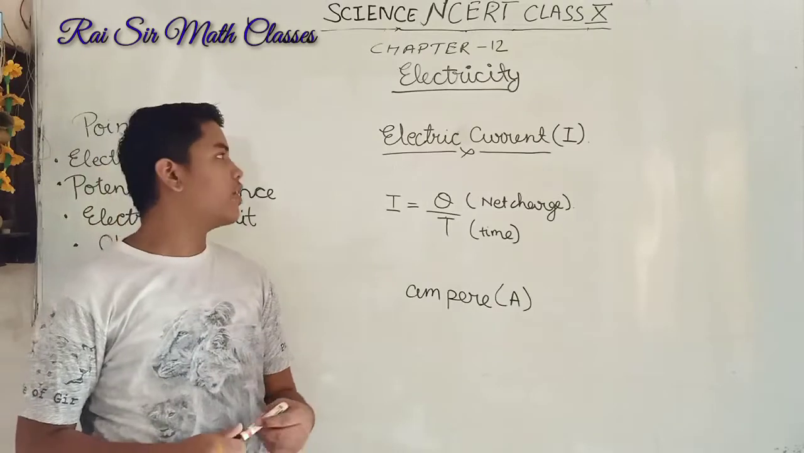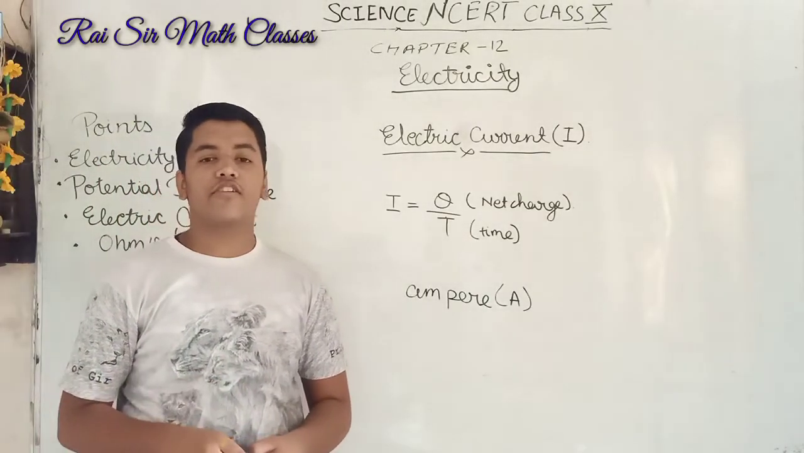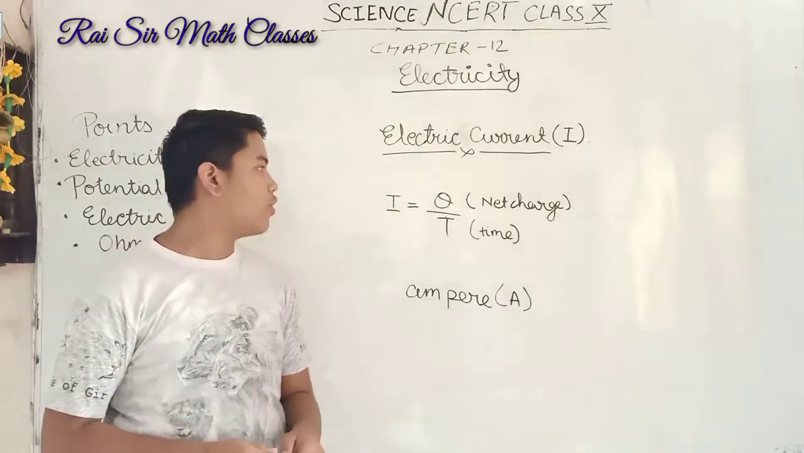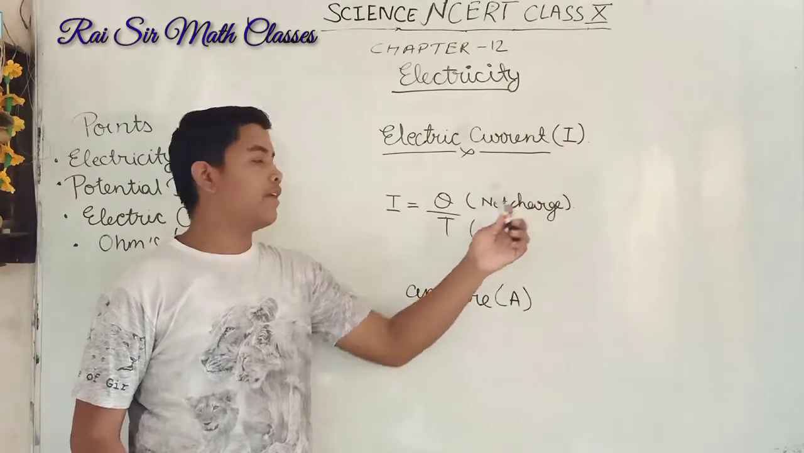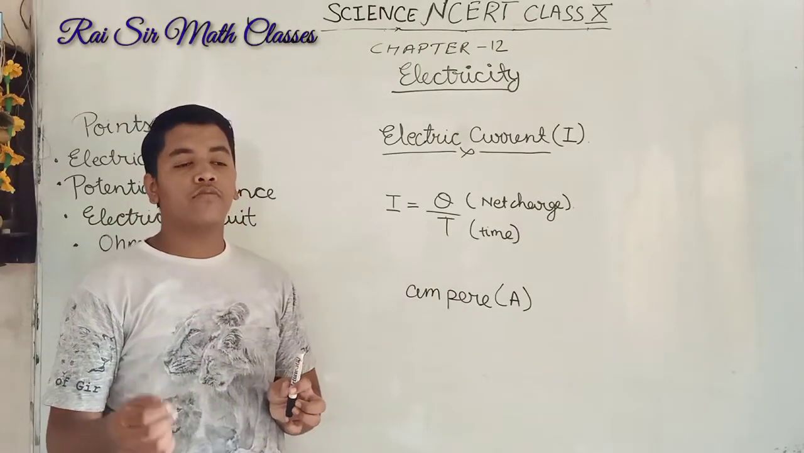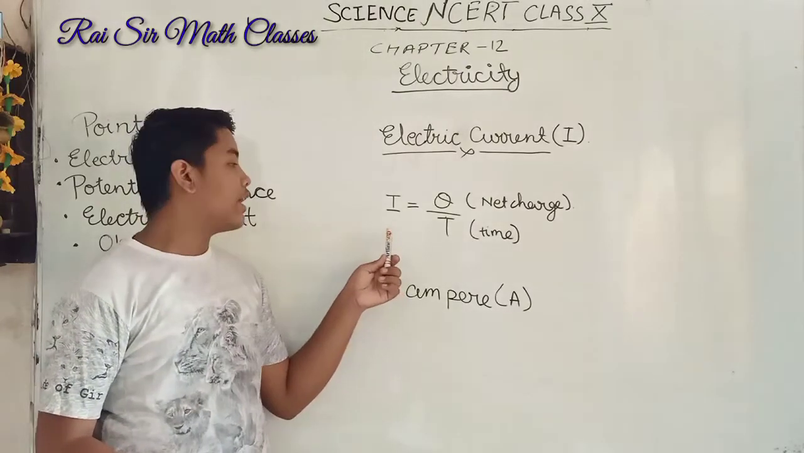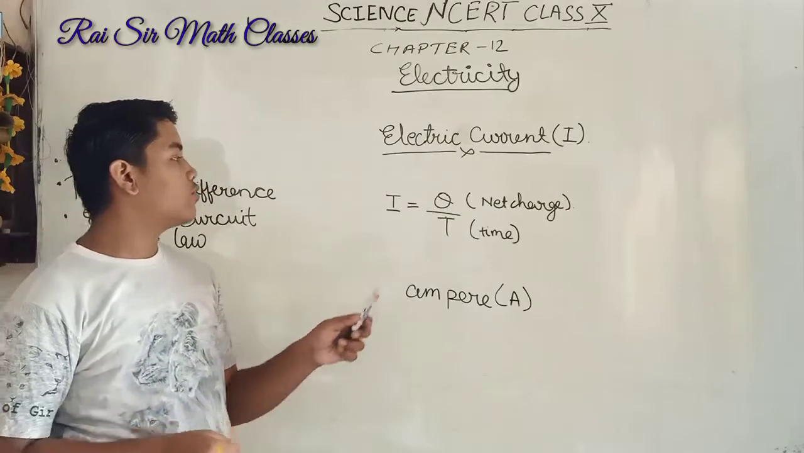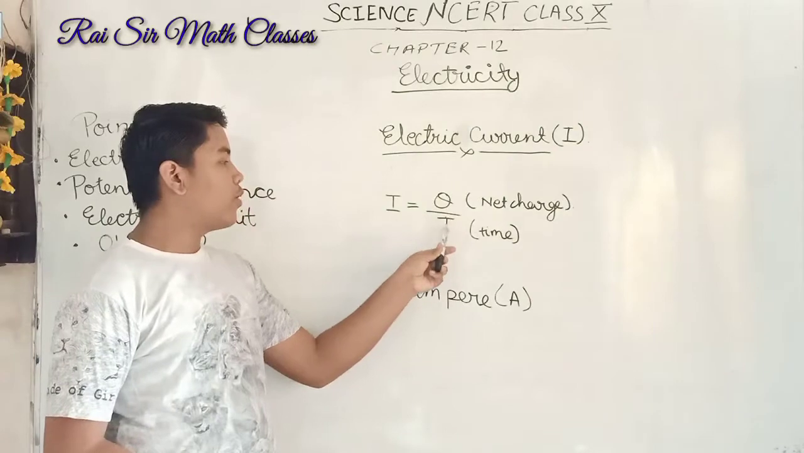Now we are going to study electric current. What is electric current? Electric current is the flow of electricity. So what will be its formula? We represent electric current with the symbol I. The formula to find electric current if charge and time are given is I equal to q upon t.